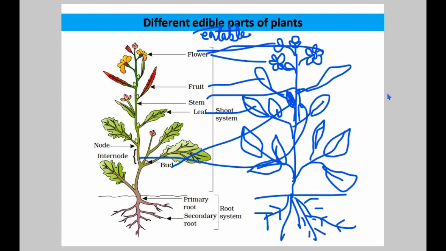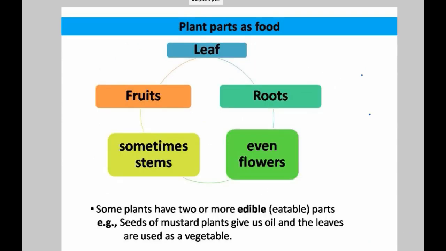So this system which is just above the ground, जो ground के ऊपर है, that system will be considered as shoot system. उसको shoot system कहा जाता है. And now here comes the primary root, means the main root. This is a primary root, and these are the secondary roots. Now these will come under the root system.